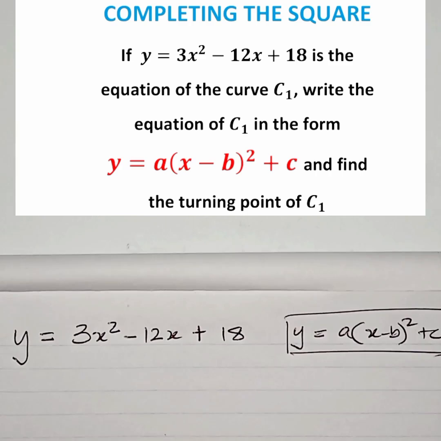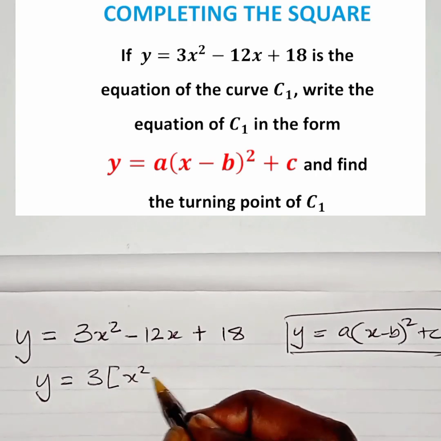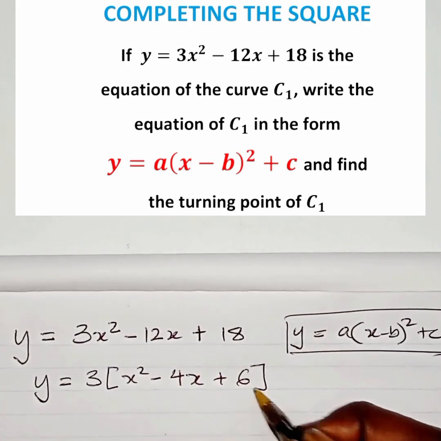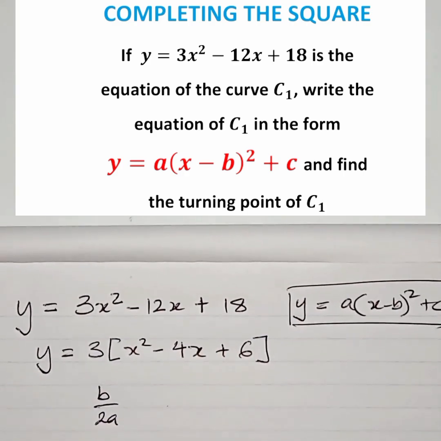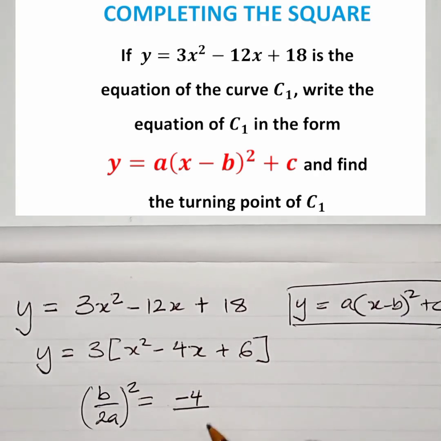So we are going to have y is equal to 3(x squared minus 4x plus 6). All right. The next thing we are going to look for is (b over 2a) squared. And we are going to get our b, in this case, it will be minus 4. So this is squared, divided by 2a. Our a, you remember, is 1. So it's divided by 2. We square that and we are going to get 4.